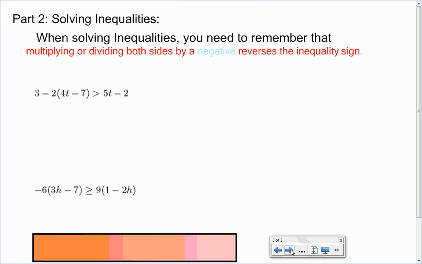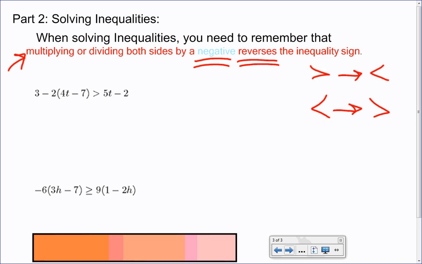Okay, inequalities. We can solve these just like equations. The only thing we have to be conscious of is that when we multiply or divide both sides by a negative, it reverses the inequality sign. So this only happens if we multiply or divide by a negative number. By reversing the inequality sign, that means if it's greater than, it's going to go to less than if you divide or multiply by a negative. If it's less than, it's going to go to greater than. Okay, I'll show you what that looks like.